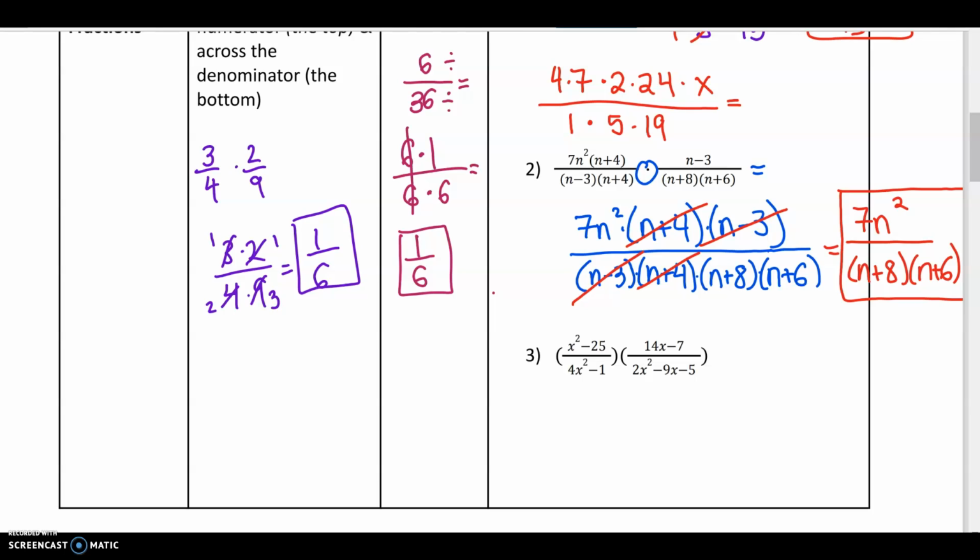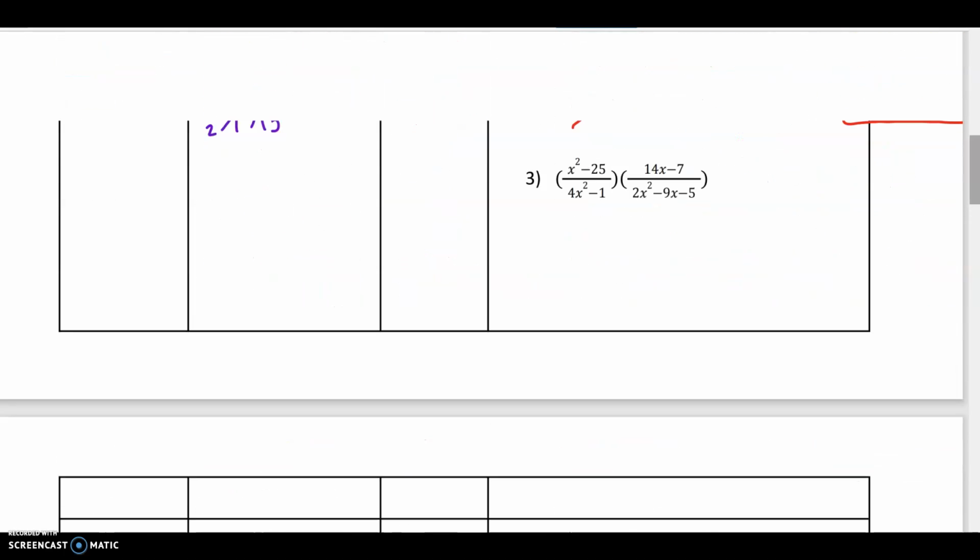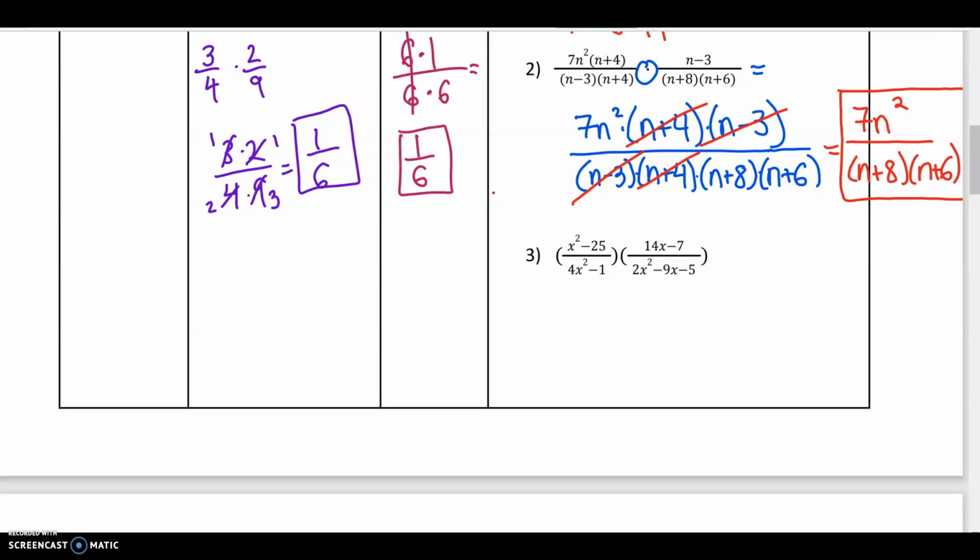I gave this one to you in factored form. That won't always be the case, such as in number 3. So you have this fraction multiplied by this fraction, writing multiplication in different ways, so it's either the dot, the parentheses, the star, it all means the same thing. Now, this is going to be the same process where you just multiply across the top and across the bottom. So you'd have x squared minus 25 times 14x minus 7, similar thing in the denominator.